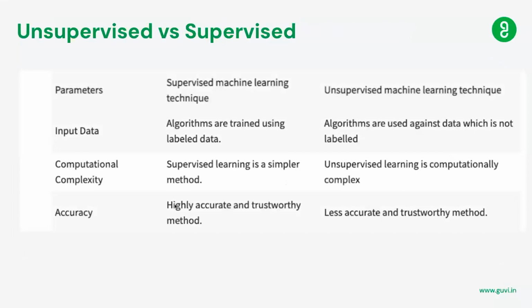So the broader difference between unsupervised and supervised is that in supervised, you have your input data and your output data. In unsupervised, you don't have your labeled data. Supervised learning is simpler. Unsupervised learning is computationally more complex, and supervised learning will give you better results as compared to unsupervised learning.